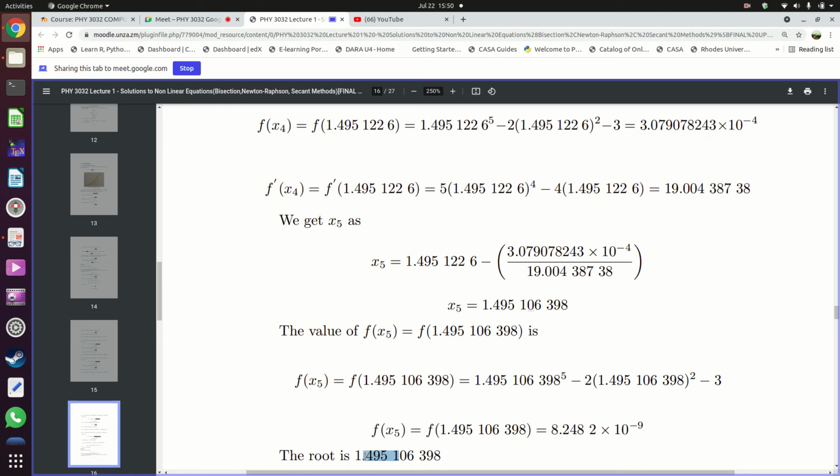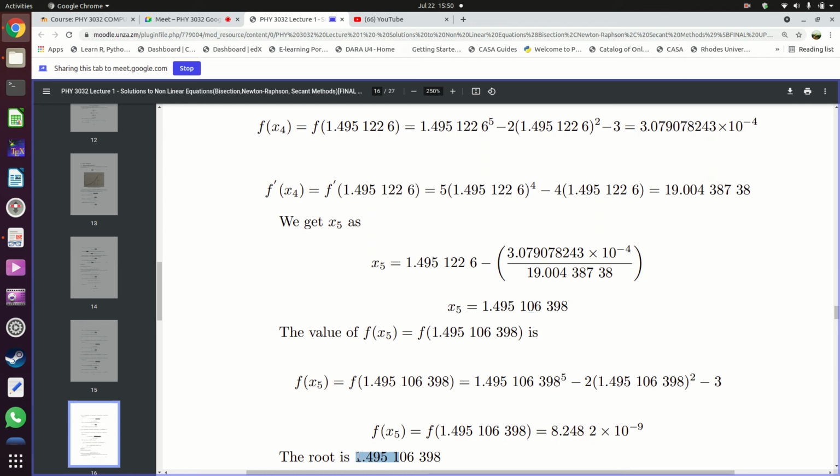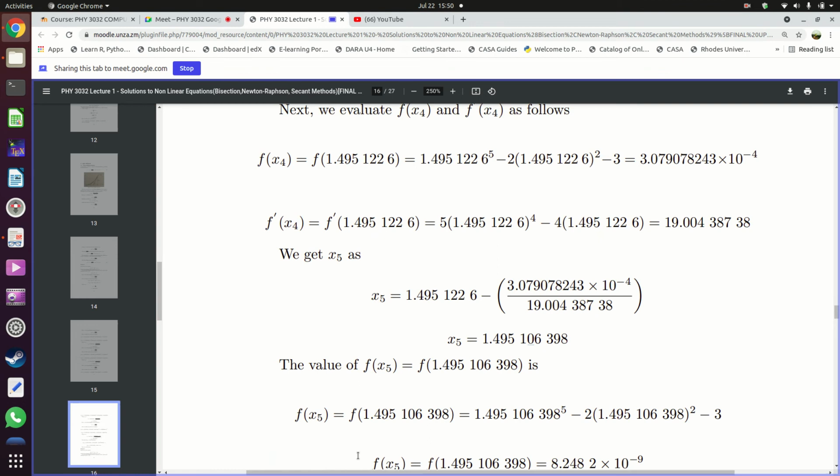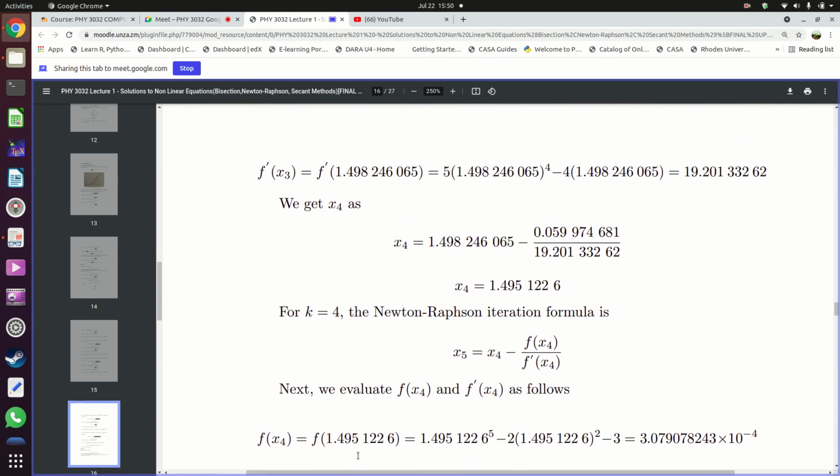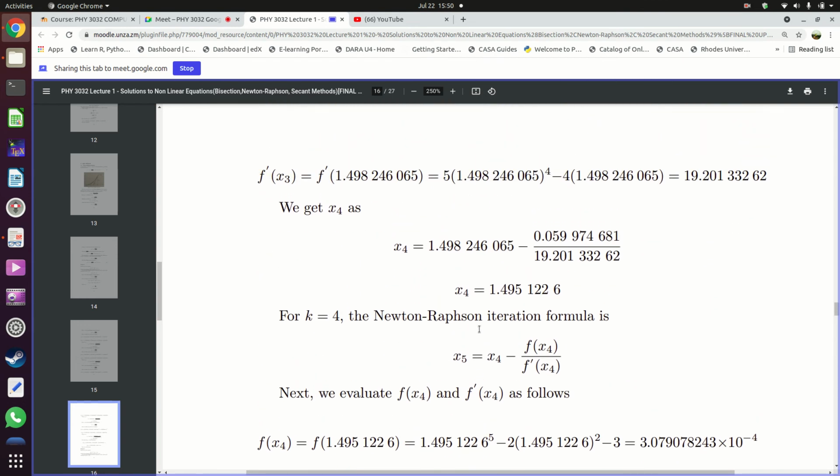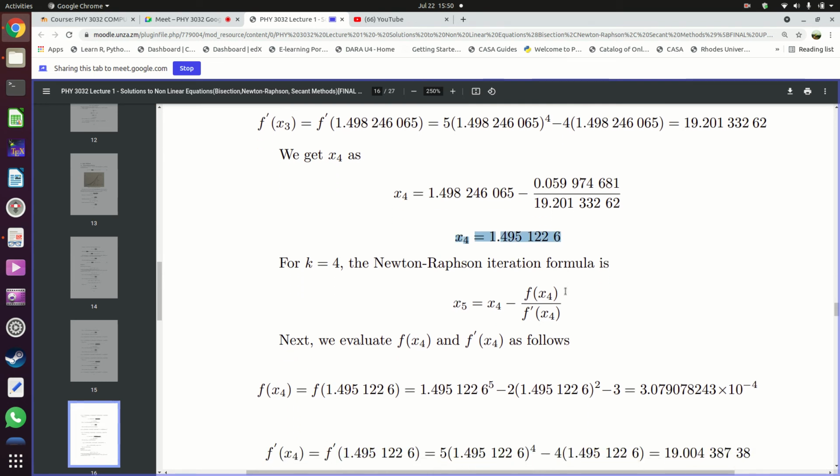So 1.4951 up to 4 decimal places as your solution to that bit. But you can pick that one. You can also pick this one. This also is an acceptable solution in this case. Are we clear?